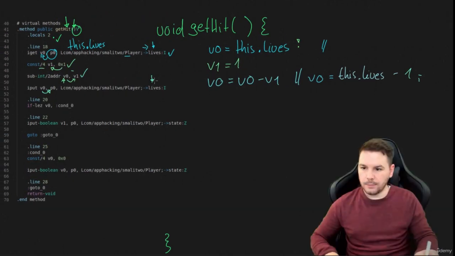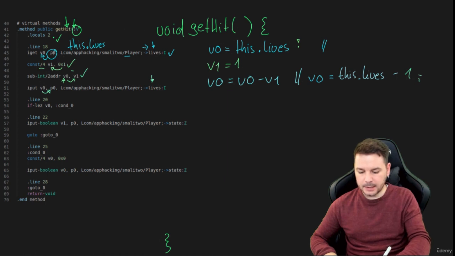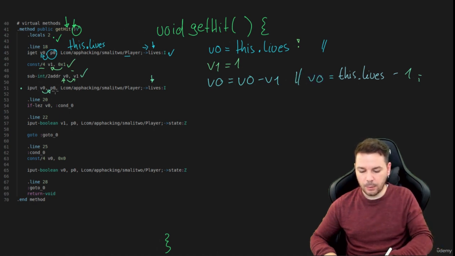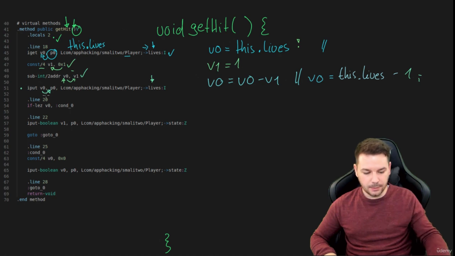We have to take care. I get reads from right to left, and I put reads from left to right. Therefore, we are putting this value now in p0. Here we are fetching the value from p0 into v0. If you're not 100% sure, you get this point. All right, so let's see. This means we are having p0.